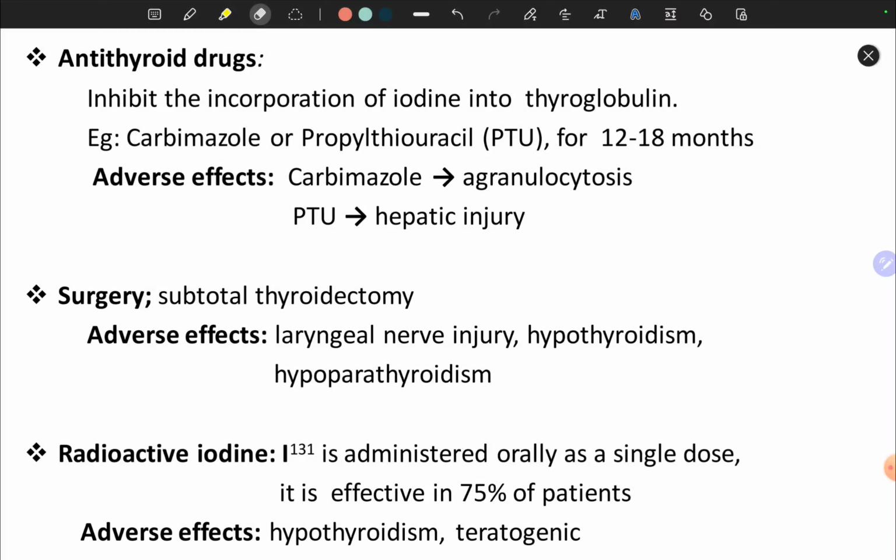Surgery: we have subtotal thyroidectomy or total thyroidectomy. Subtotal thyroidectomy is preferable. Why? Because it is less likely to damage the nerves and surrounding structures, and the recurrent laryngeal nerve specifically. This nerve innervates the vocal cords. The vocal cord will be paralyzed, and the patient will develop a condition called hoarseness of voice.